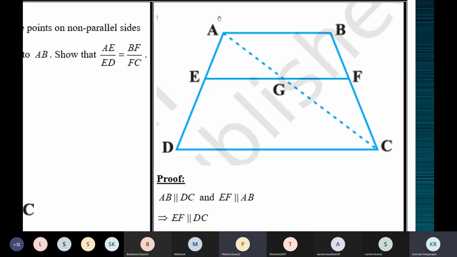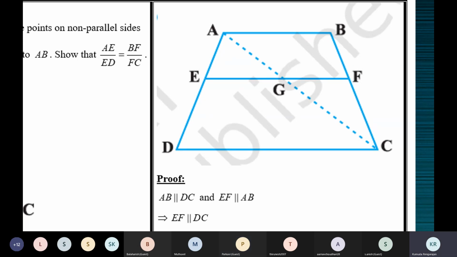Children, if you participate, I can convince myself that you've understood. Please participate. Tell me in triangle ABC. AB parallel to FG, ma'am. AB is parallel to FG. Why? Because AB is parallel to EF.